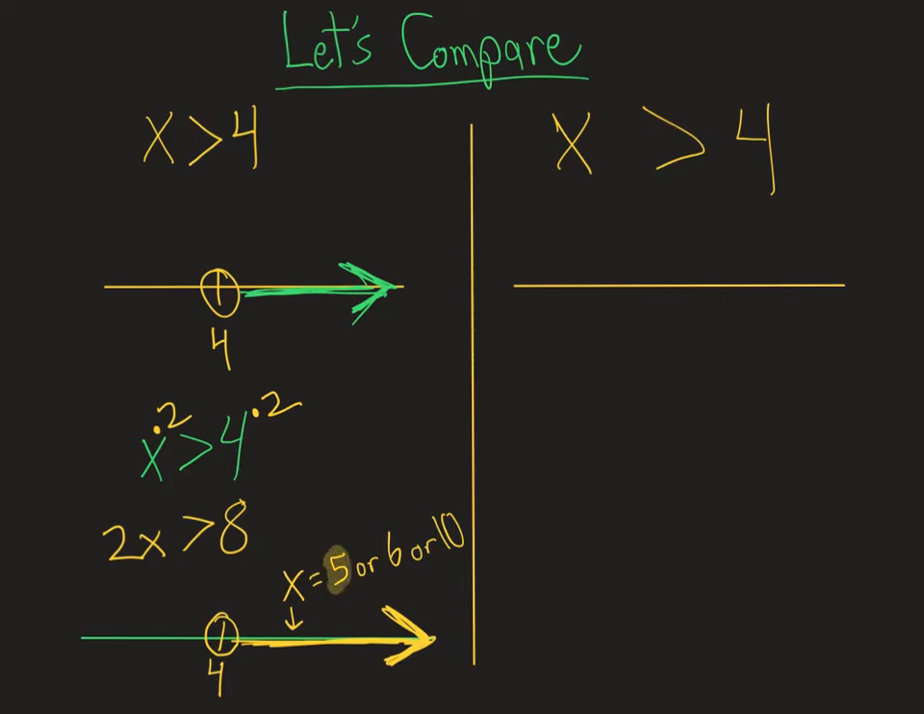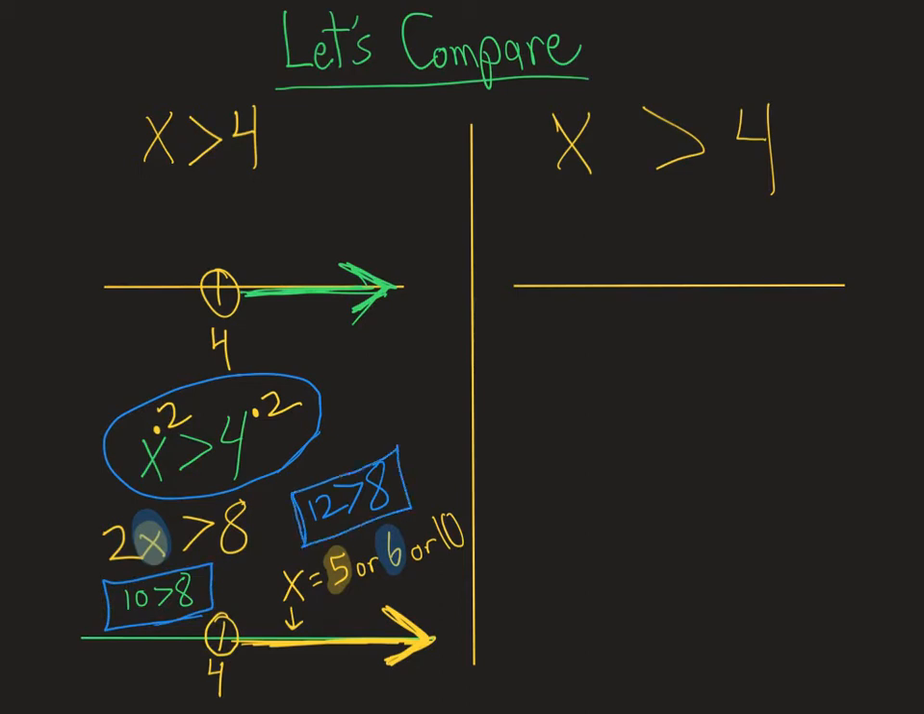If we plug in 5, 2 times 5 is 10. Is 10 greater than 8? Yes, it is. How about 6? If we plug in 6 for the x, 2 times 6 is 12. Is 12 greater than 8? Yes, it is. So we can see that this is true. If I multiply both sides of the equation by some value, the equation stays true. Anything I plug in will still work. It's still balanced. It does just what it's supposed to.